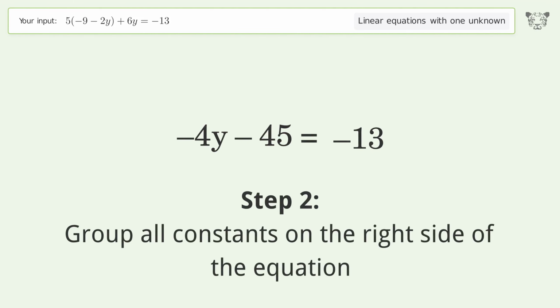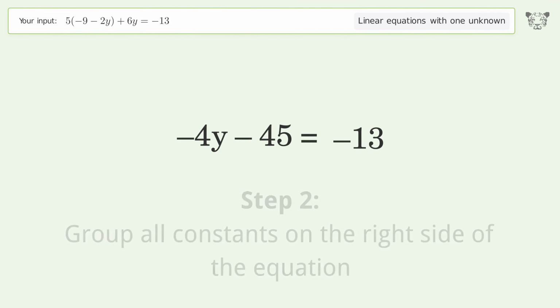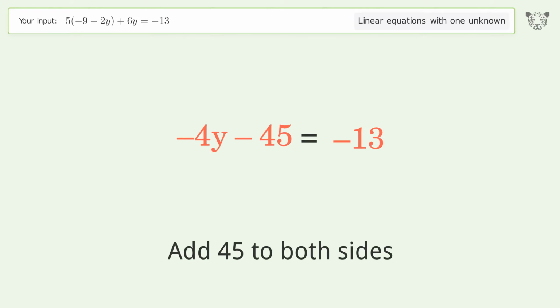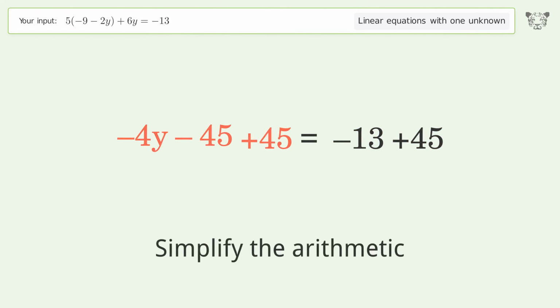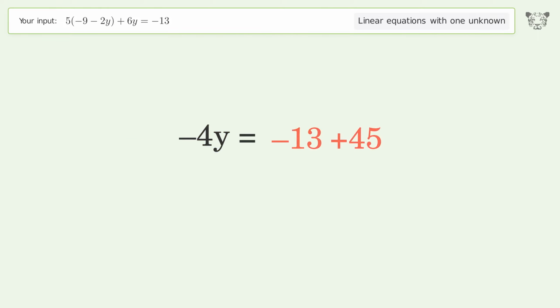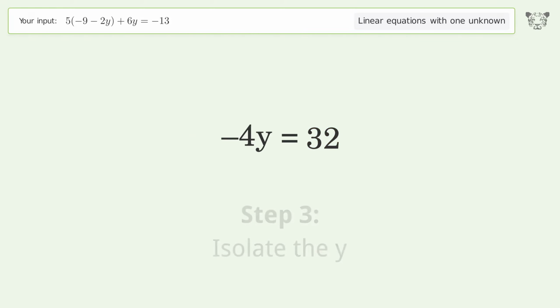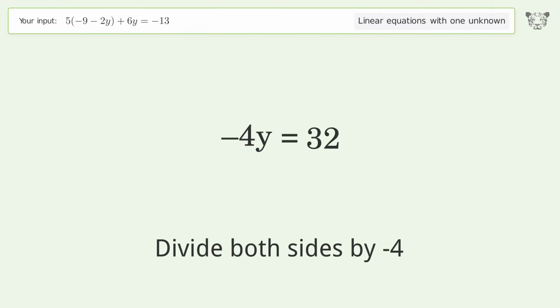Group all constants on the right side of the equation. Add 45 to both sides. Simplify the arithmetic. Isolate the y. Divide both sides by -4.